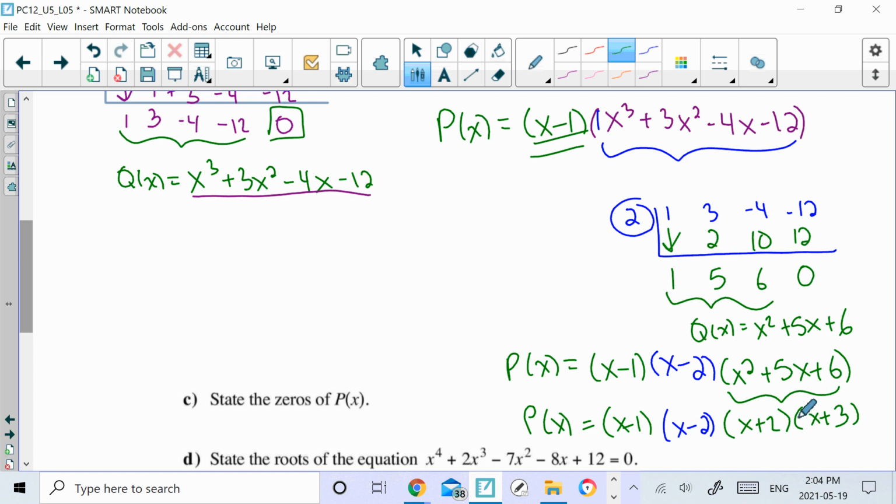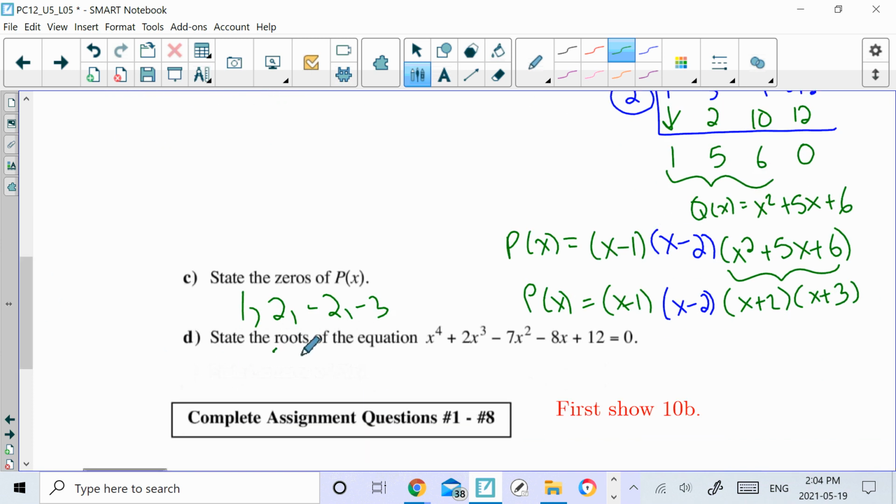Sorry, A was the potential zeros we did. B was the polynomial in factored form. C is the zeros. I could now look at my polynomial and I could get my zeros. So the zeros are 1, 2, -2, and -3. State the roots of this equation. Remember that x-intercepts, zeros, and roots will all give you the same number. So the roots of this equation will be 1, 2, -2, and -3.